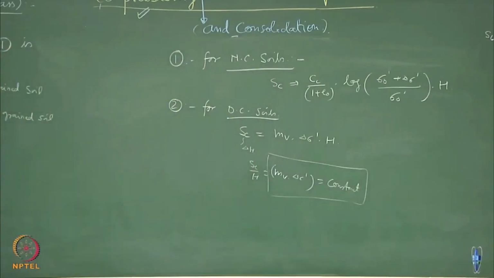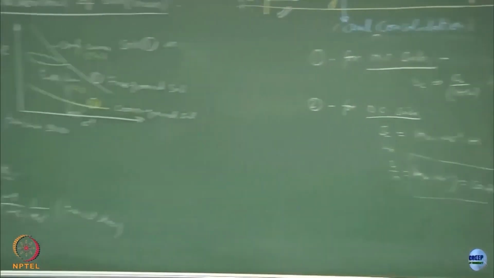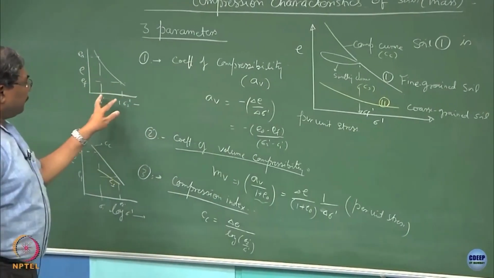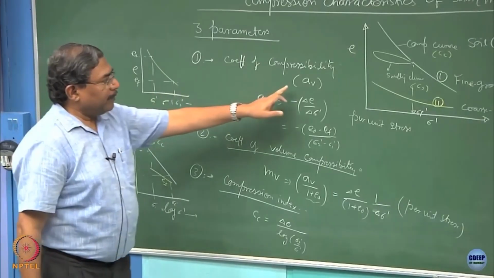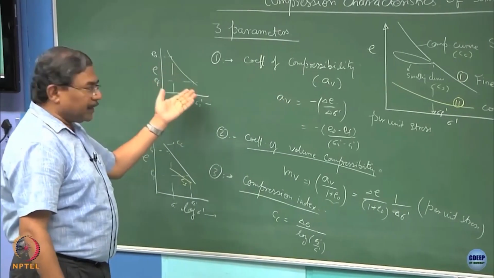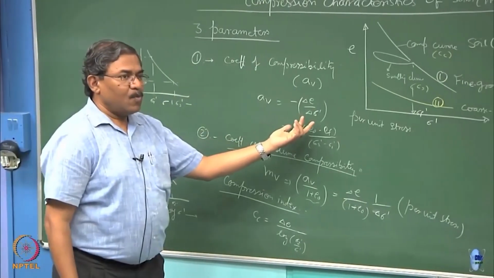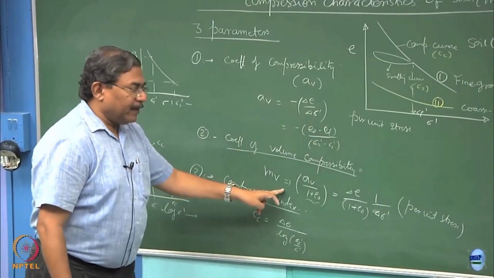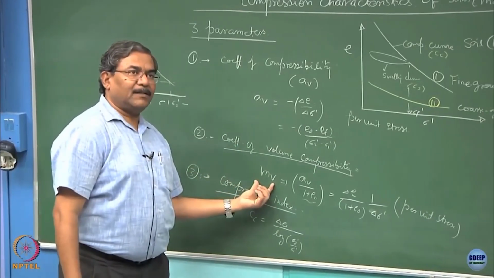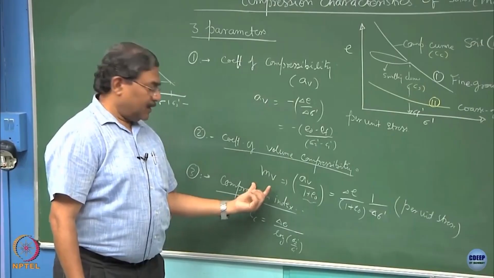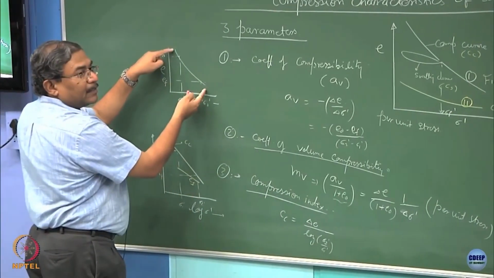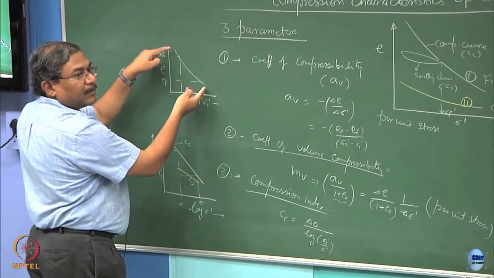Now, what you have realized is the way we have defined mv, see, truly speaking av is a function of the stress increment. So, what happens to av? As sigma prime increases, av keeps on decreasing. Clear? What happens to mv? As sigma prime increases, mv also keeps on decreasing. Clear? Now, Cc is the linearization of the graph within a certain range of delta sigma prime.